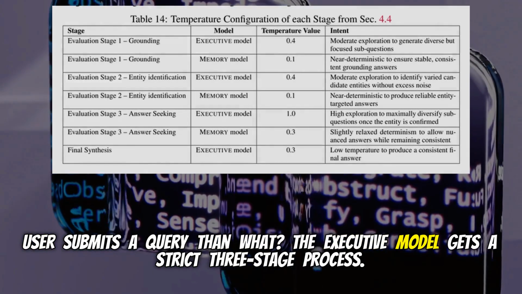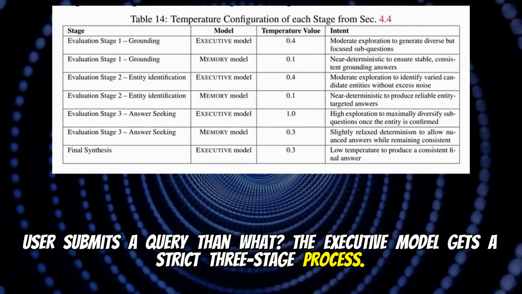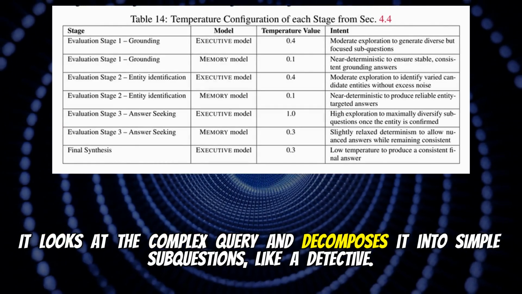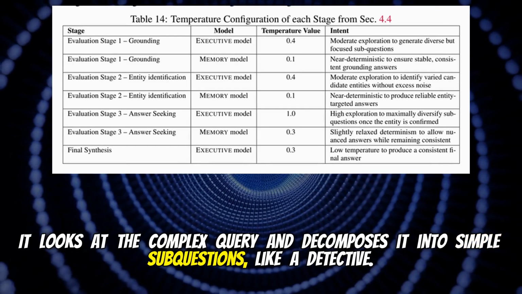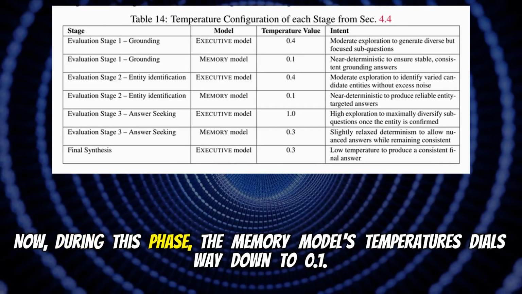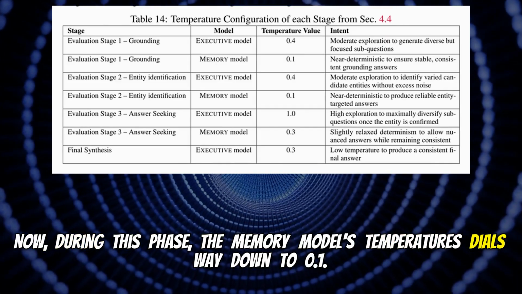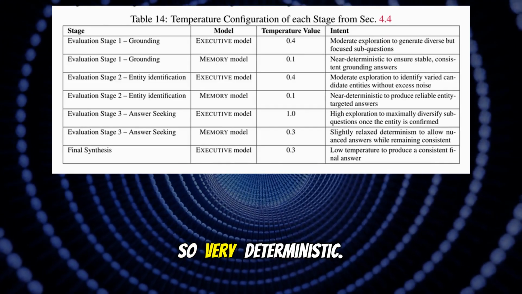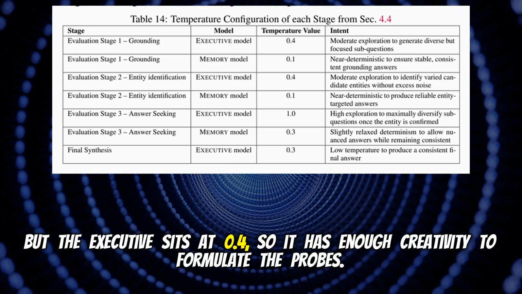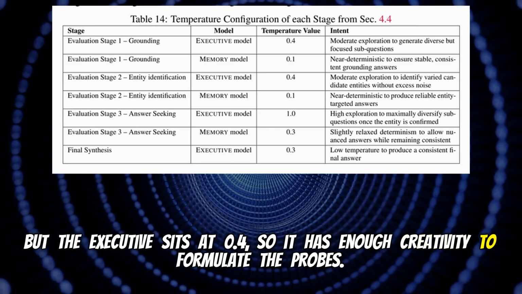The executive model gets a strict three-stage process. First is grounding. It looks at the complex query and decomposes it into simple sub-questions, like a detective. Right. And it fires these at the memory model. Now, during this phase, the memory model's temperature is dialed way down to 0.1. So very deterministic. Exactly. No hallucinations, just facts. But the executive sits at 0.4, so it has enough creativity to formulate the probes.